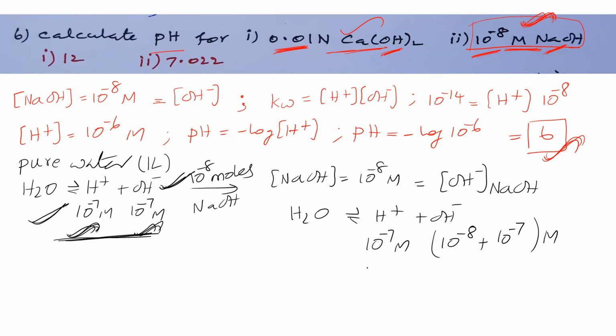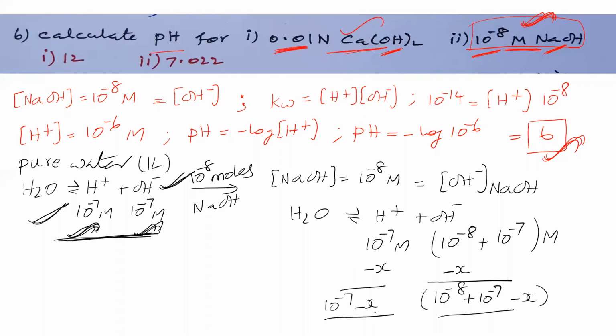Backward is favoring means H plus disappears, suppose X amount. Hydroxide also disappears, suppose X amount. So how much hydroxide is remaining? 10 power minus 8 plus 10 power minus 7 minus X is the remaining. Then how much H plus is there? 10 power minus 7 minus X is the remaining.